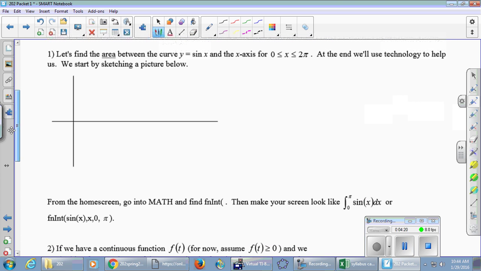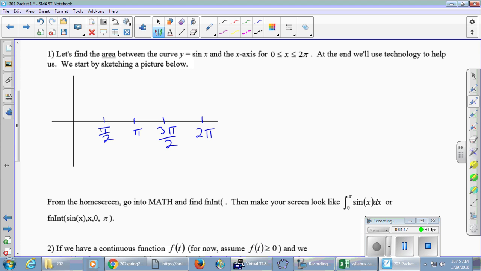Jumping down to number 1, this says let's find the area between the curve y equals sine x and the x-axis for 0 less than or equal to x less than or equal to 2 pi. At the end, we'll use technology to help us, but we'll start by sketching a picture below. The sine curve, I'm just going to label the common multiples of pi here. These are important ones for the sine curve, right? So we'll label those.